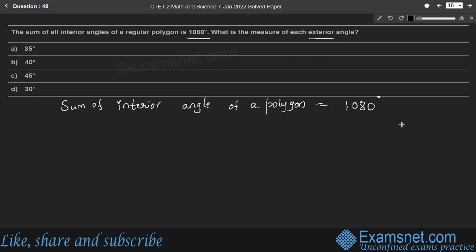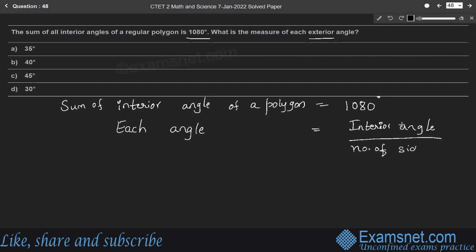Right? So, each interior angle is equal to the sum of all interior angles divided by the number of sides, which is small n, right? Come to the calculation. So we have to find the number of sides of the polygon. So whether it is a hexagon or octagon, or what it is actually.